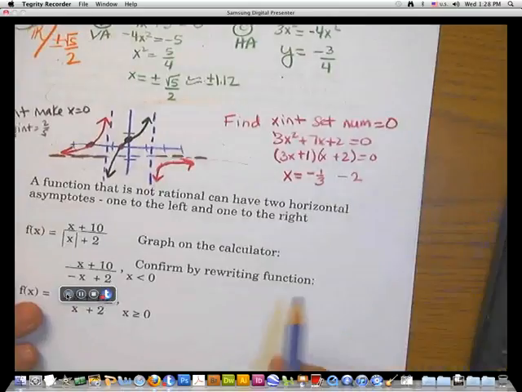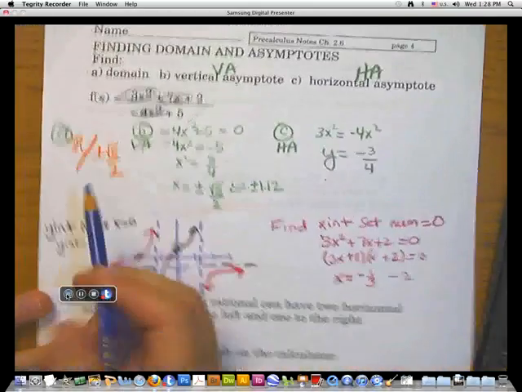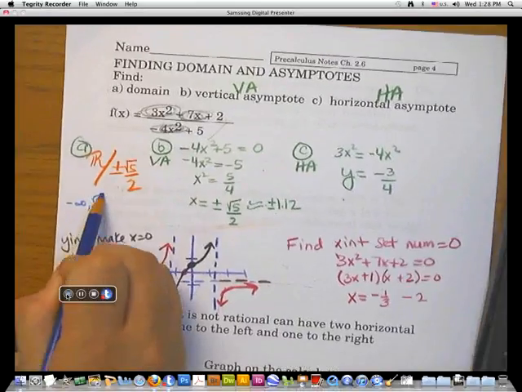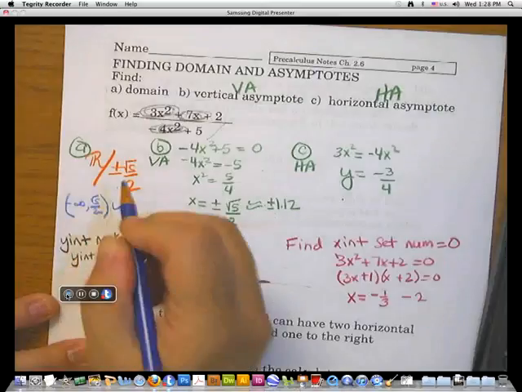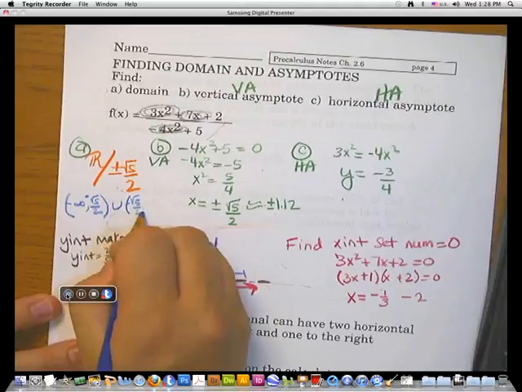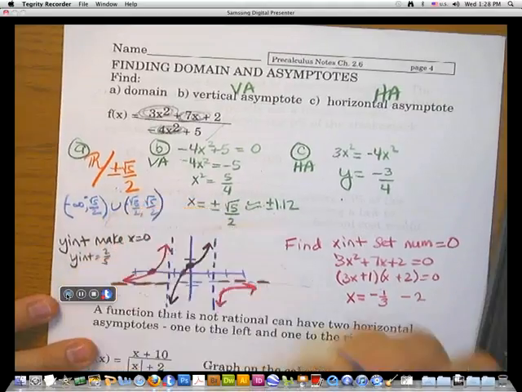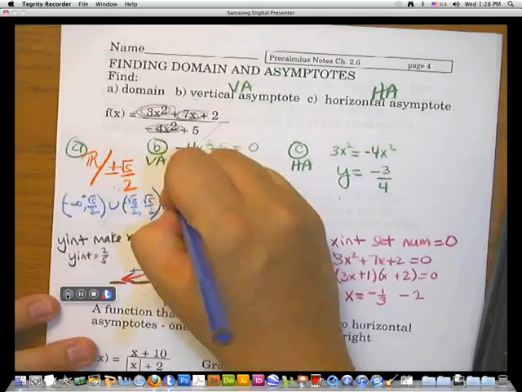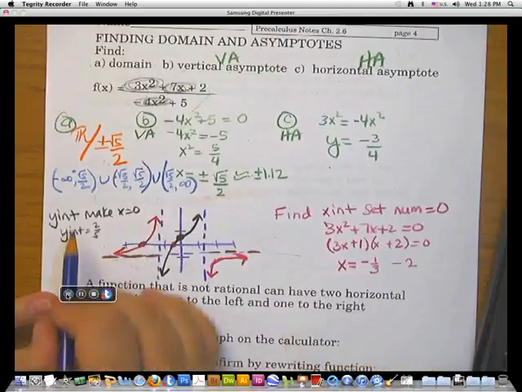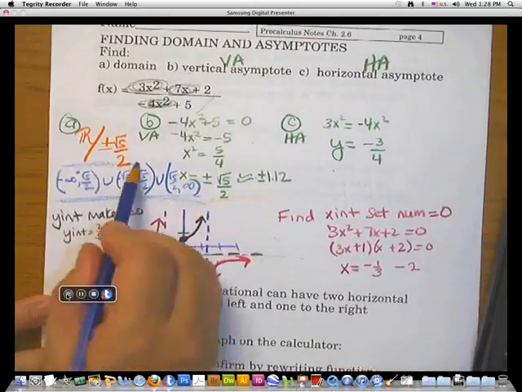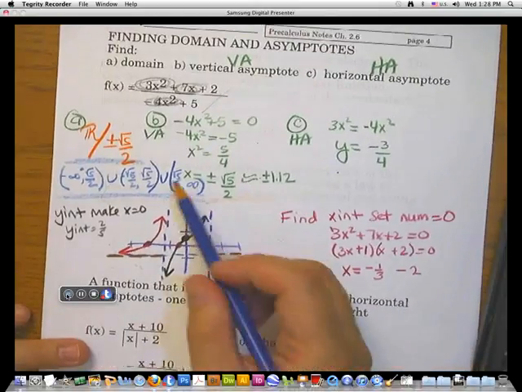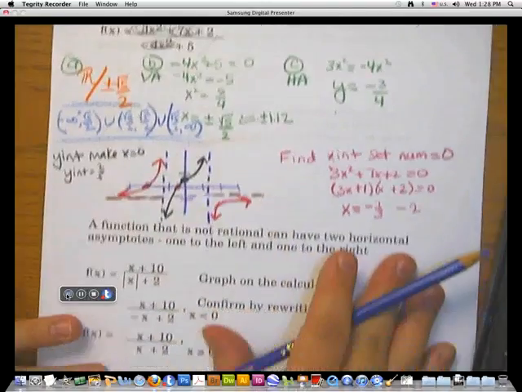So if we use our interval notation, we would get negative infinity to negative root 5 over 2 without touching. Then we would go negative root 5 over 2 to positive root 5 over 2 without touching. And then root 5 over 2 to infinity without touching. So that's our interval notation. This is just our real, old school kind of notation. Both answers would be acceptable.